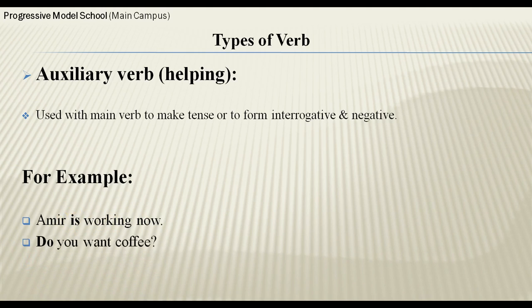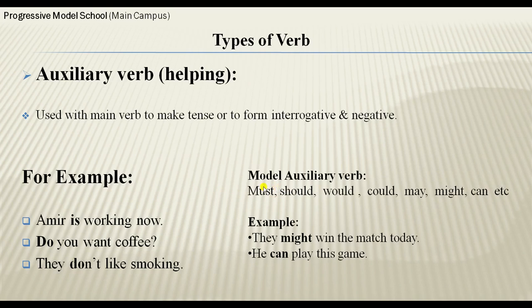Another example, to make the interrogative sentence, we'll write the helping verb at the start of the sentence. So here do is the helping verb of present indefinite tense. So we just write it at the start of the sentence. Do you want coffee? So to make the negative sentence, we'll write not with the helping verb. They don't like smoking. There is a type of auxiliary verb that is modal auxiliary verb.